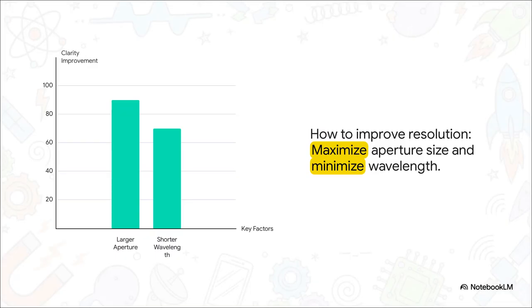So, when you boil it all down, there are two big rules for getting better resolution. 1, make your aperture, your opening, as big as possible. And 2, use the shortest wavelength of light possible. And that second rule, that's the secret behind electron microscopes. They don't even use light. They use beams of electrons, which have these incredibly short wavelengths, and that allows them to see things that are way, way smaller than any regular light microscope could ever hope to see.